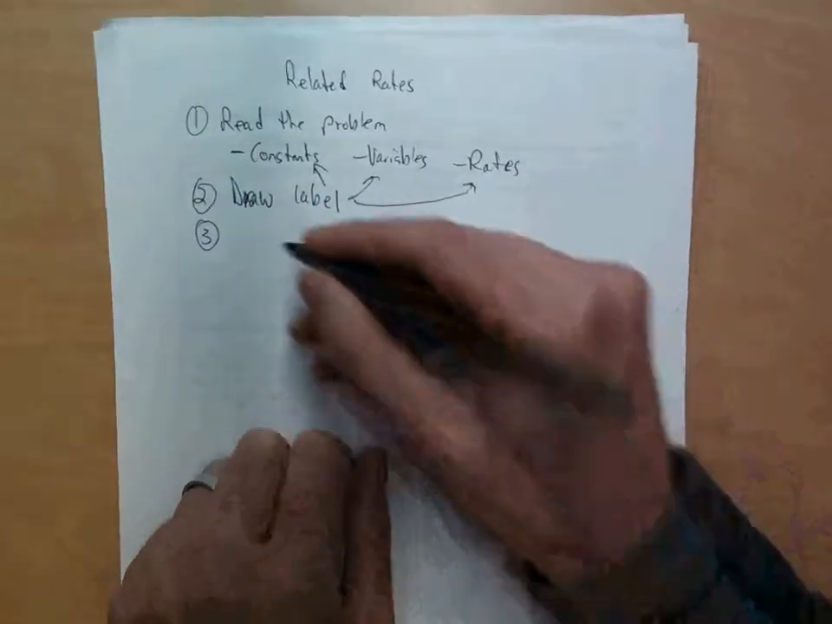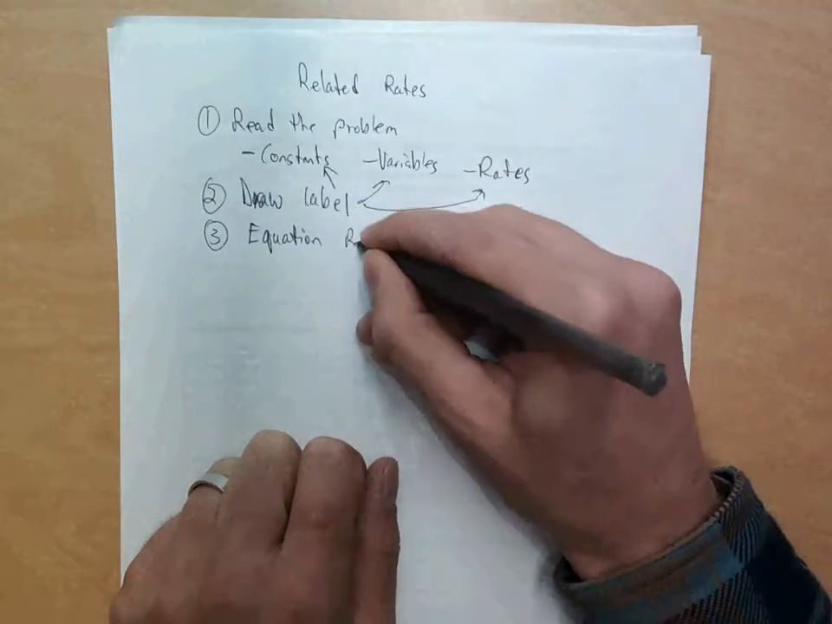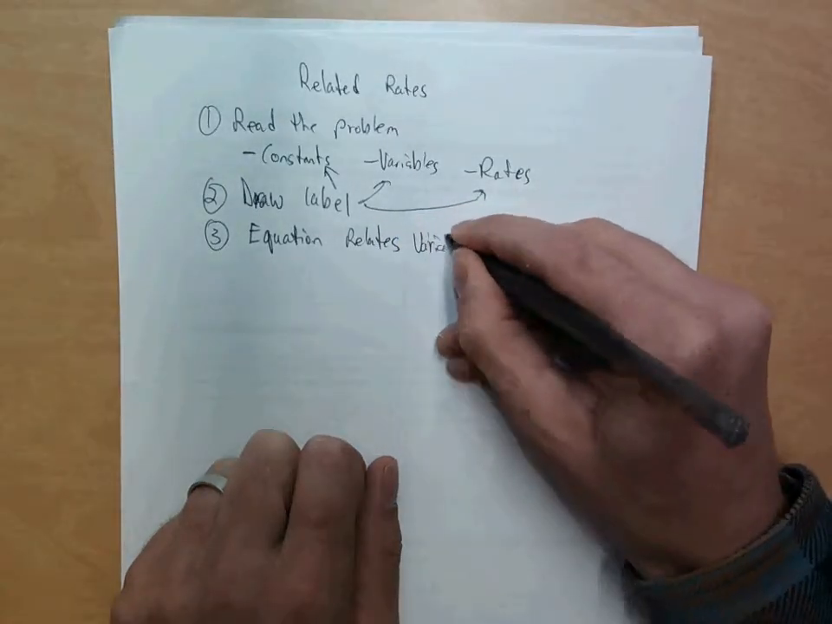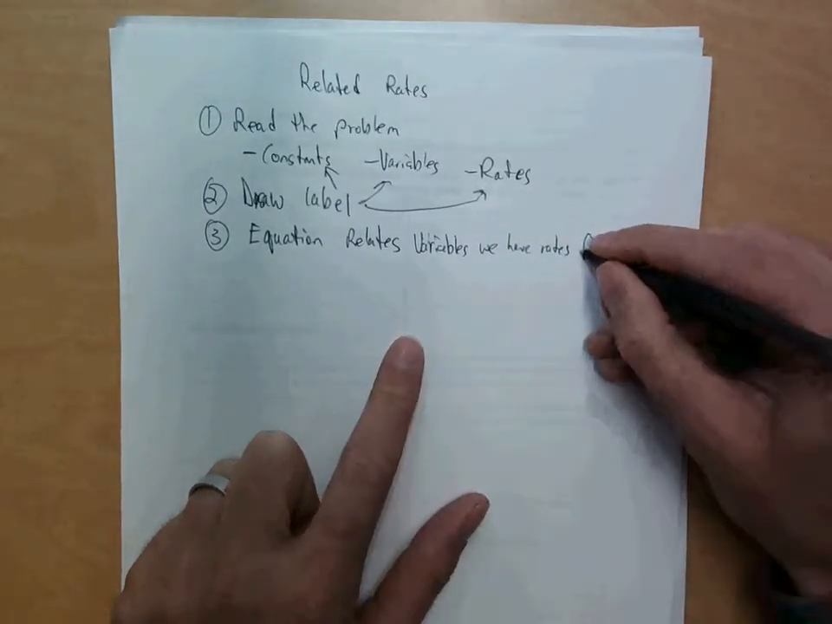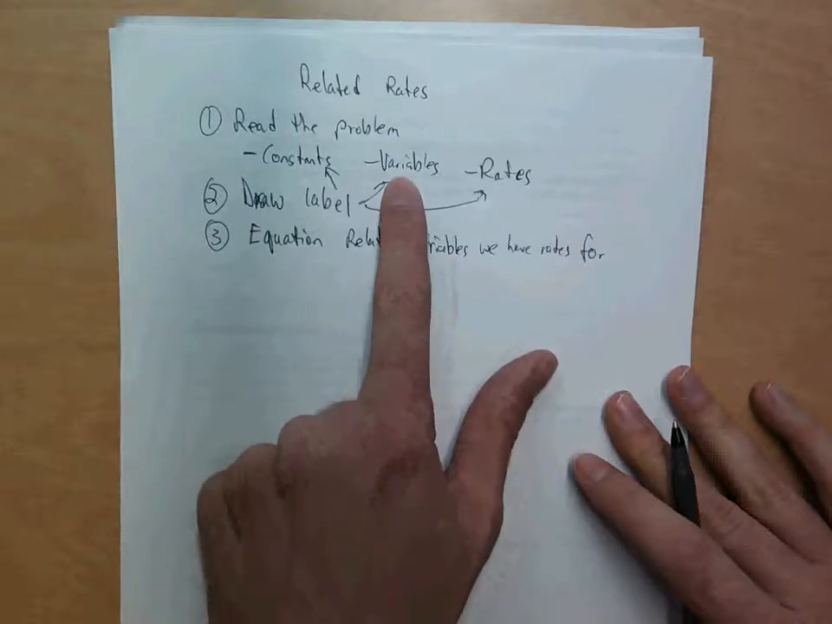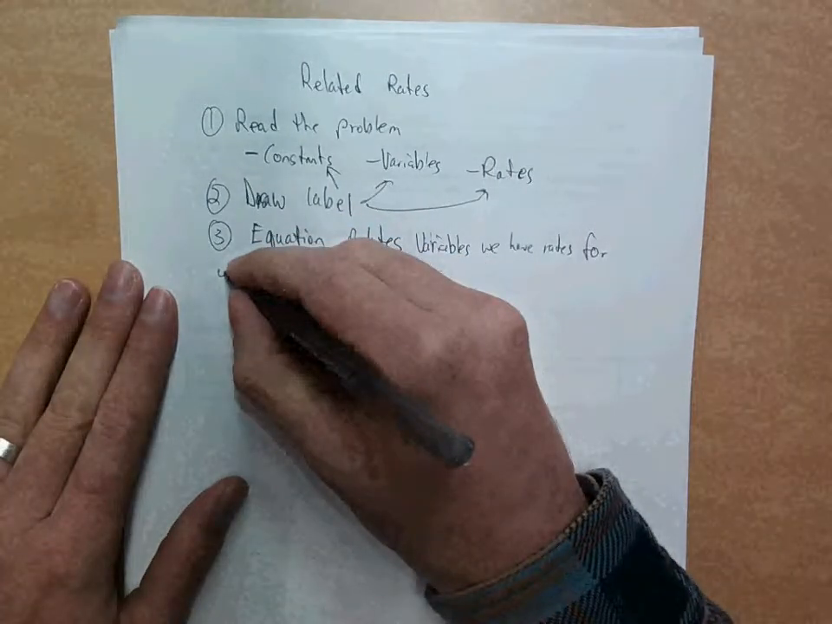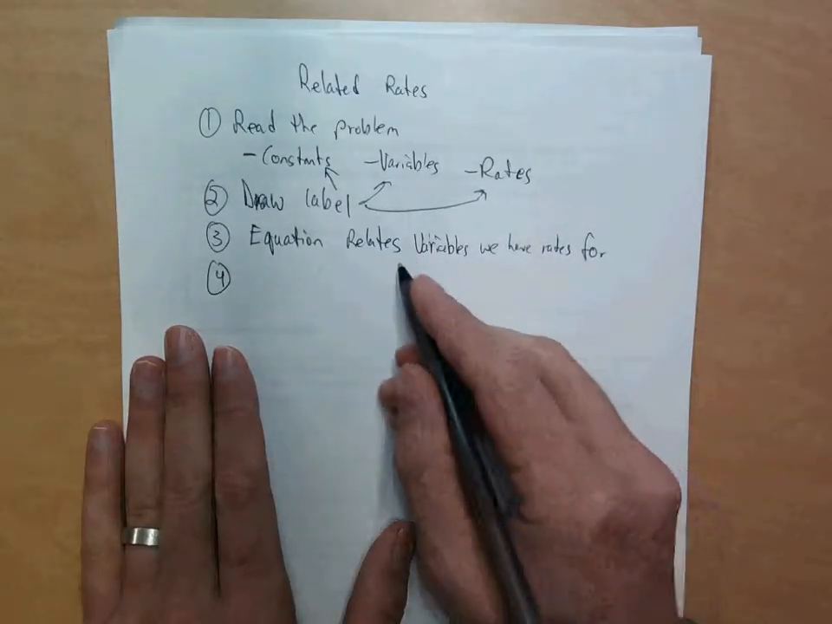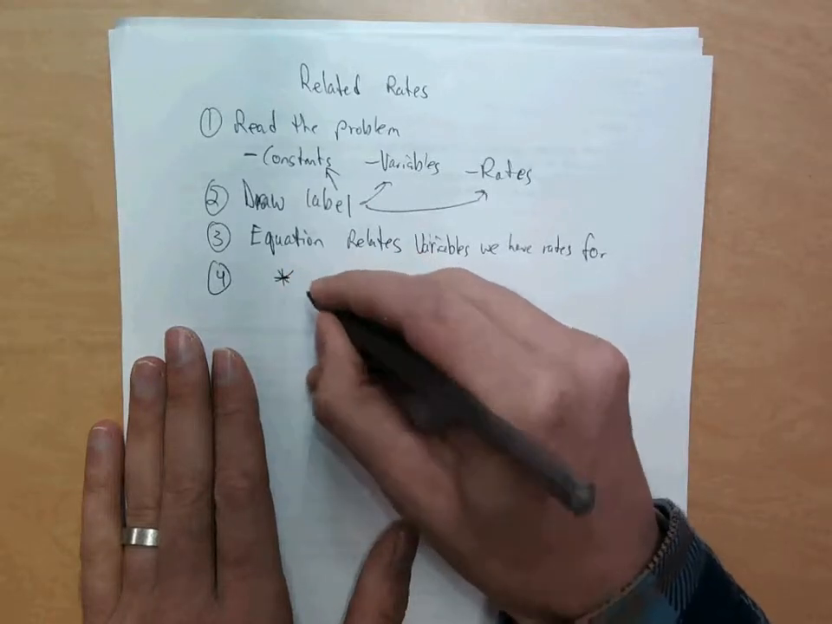Third, we need to have an equation that relates the variables we have rates for. So the equation is going to have variables in it, not rates, because we're going to eventually do the derivative and get the rates out of them. Fourth, we want to make sure that that equation has only the variables we have rates for and not any others. We'll sometimes have to do this and sometimes not.